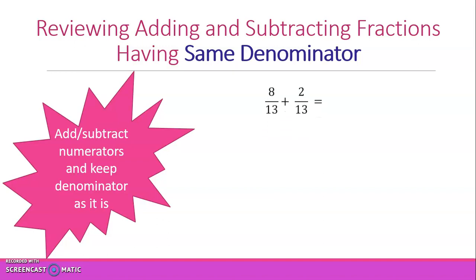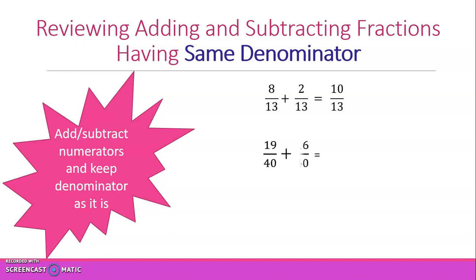First example, 8 over 13 plus 2 over 13. These two fractions have the same denominator, which is 13. Then the denominator of the fraction and the answer will be 13. As for the numerator, it's equal to 8 plus 2 equals 10.